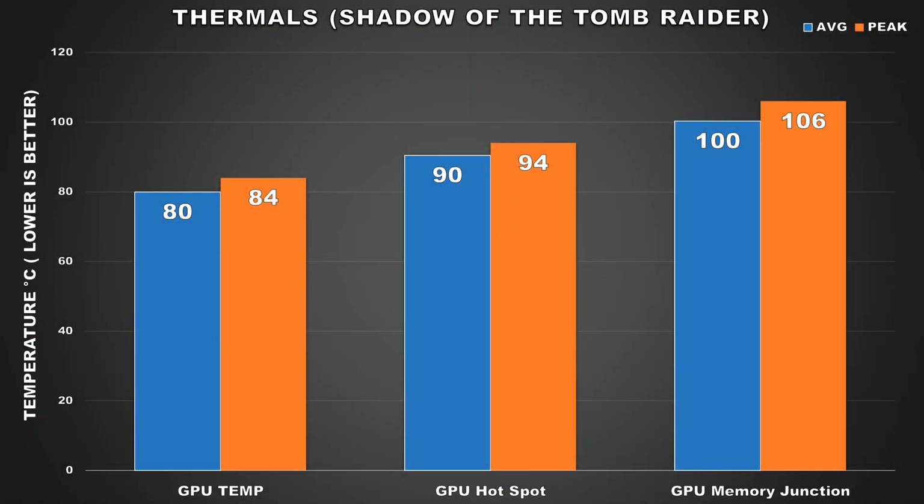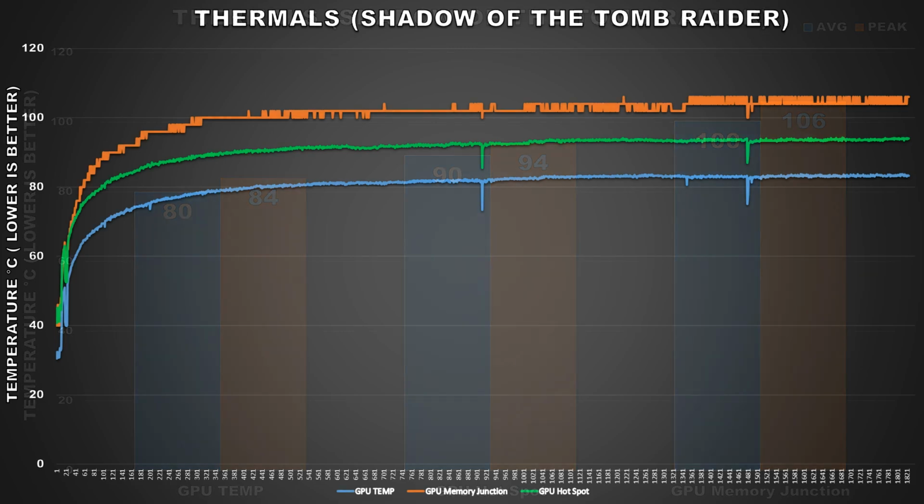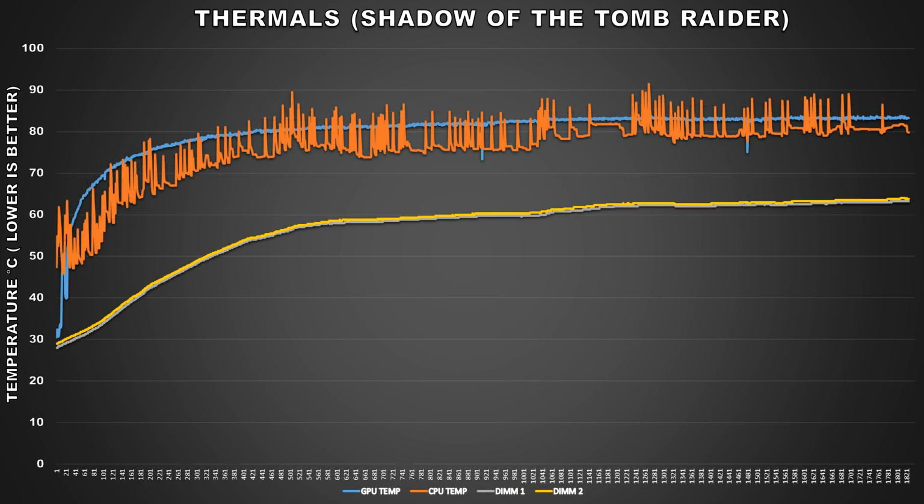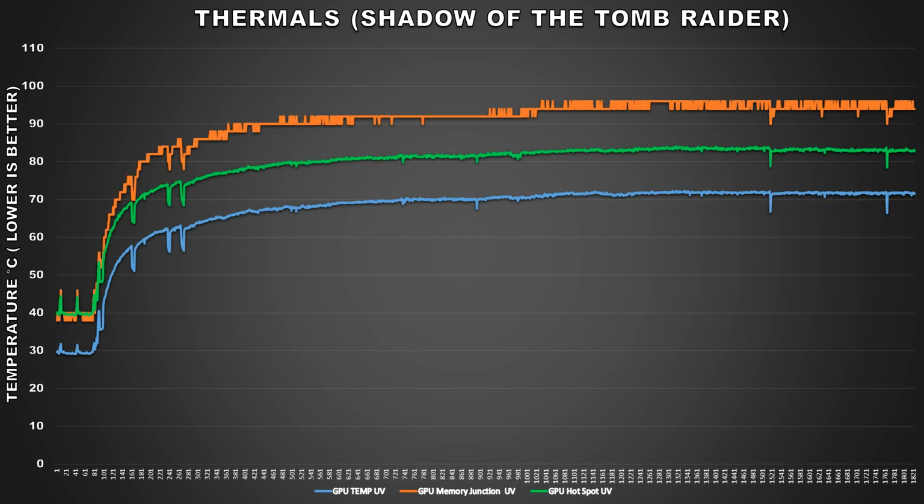The results are pretty similar for the GPU, with an average GPU temp of around 80 degrees Celsius. That's actually a bit higher than Forza Horizon, and we can see the average memory junction temp at around 100 degrees Celsius and peaked at 106, so yeah, it's very hot. The other components in the system also experienced the same thermal behavior as what we saw in Forza Horizon 4. With our temperature over time graph, we can see the CPU operating in the mid to high 70s, with spikes into the 80s.